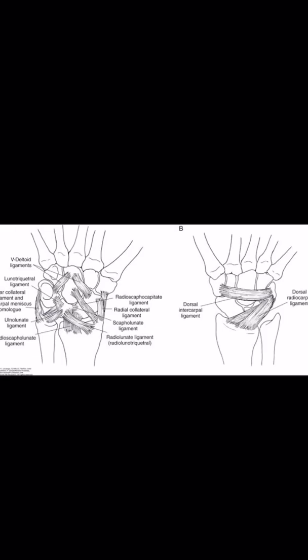Intrinsic ligaments could be understood through the name only. The ligaments are present between the two or three carpal bones, connecting the carpal bones and providing stability to them, keeping them joined together at their respective places. And the extrinsic ligaments are also providing stability during the movement.